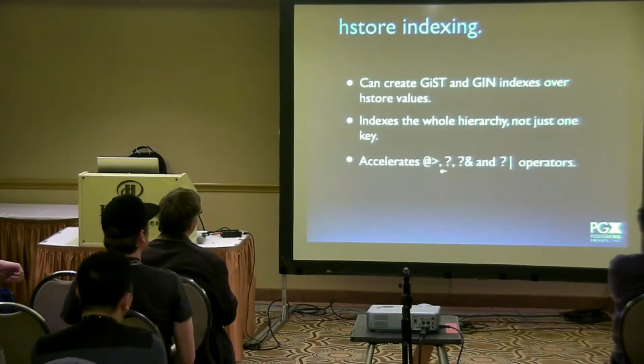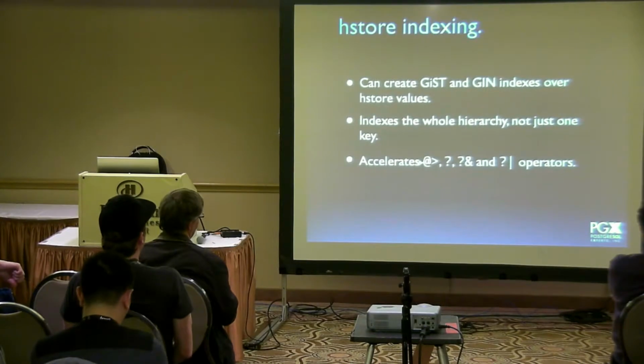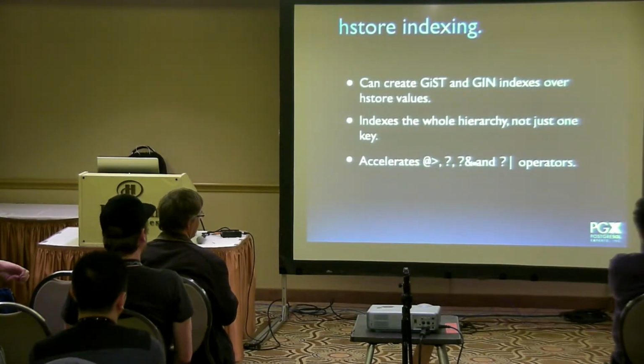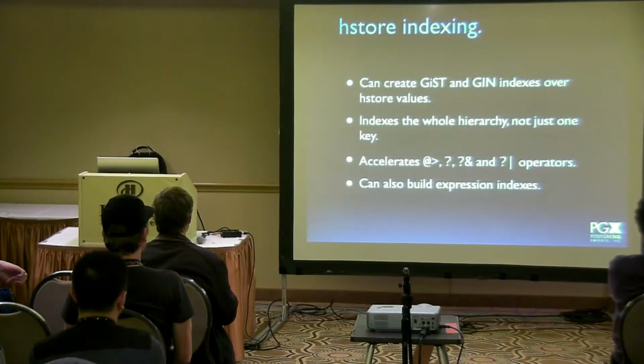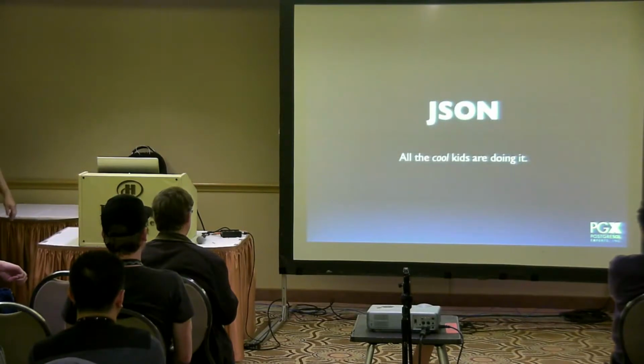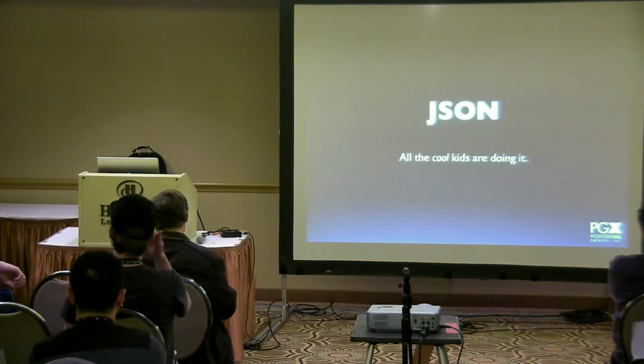It accelerates these operators, which are: is this key included? Does this key exist in this hash? Do any of these array of keys exist? And do all of these array of keys exist? Those are in the docs. And you can also build expression indexes, of course, because you can build expression indexes over anything. So JSON, brand new as of 9.2.